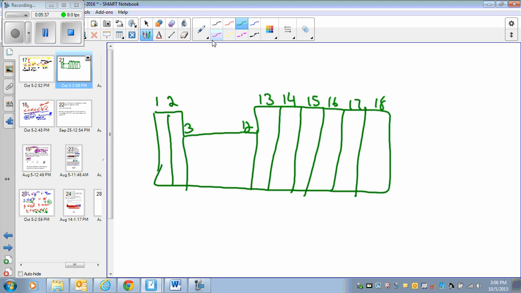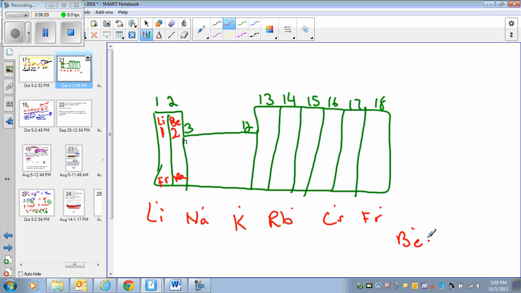I hope you understand what I just said. Everybody in group 1 has 1 valence electron, whether it is lithium or francium. The dot diagram is going to be lithium, sodium, potassium, rubidium, cesium, francium: only one valence electron. Everybody in group 2 has 2 valence electrons, whether it is beryllium or radium. Everybody here has 3, 4, 5, 6, 7, and 8 valence electrons.